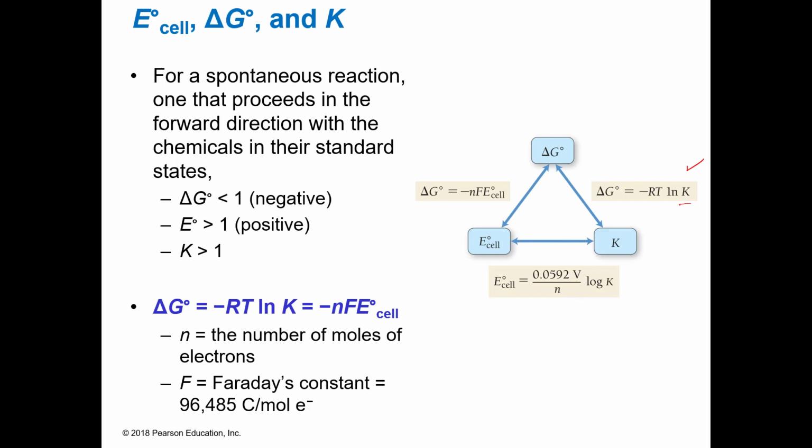Standard Gibbs free energy is also equal to negative n, the number of moles of electrons, times Faraday's constant, which is 96,485 coulombs per mole of electrons, times the cell potential. The same thing applies here. If you want this reaction to be spontaneous, delta G naught needs to be negative. K has to be larger than 1, so that negative times the ln of K larger than 1 is a negative value, since temperature is a positive value. That would give you a negative delta G here as well.